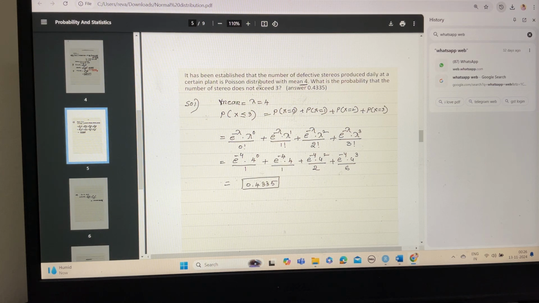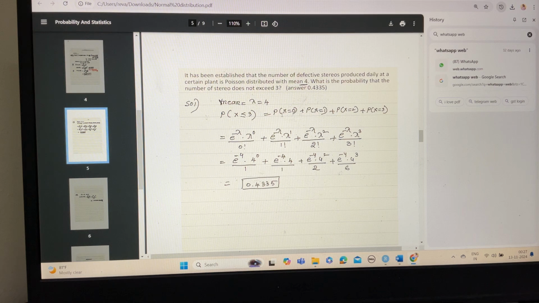It has been established that the number of defective stereos produced daily at a certain plant is Poisson distributed with mean 4. In theory class, all this we have done already. And when mean is equal to 4, it means lambda value is 4 in Poisson. And the probability that the number of stereos doesn't exceed 3, so x less than or equal to 3. What do you mean by this? At most 3. So x less than or equal to 3 means at most 3.